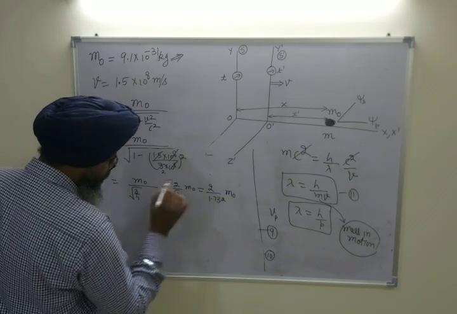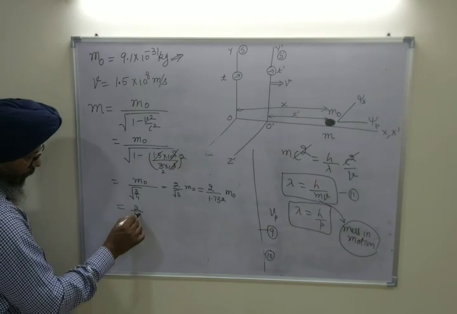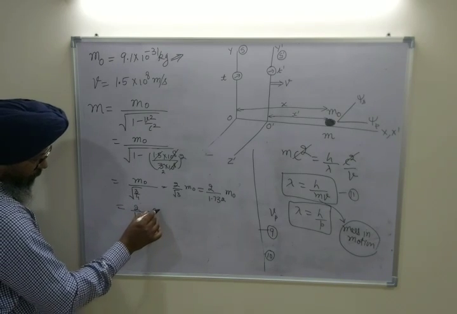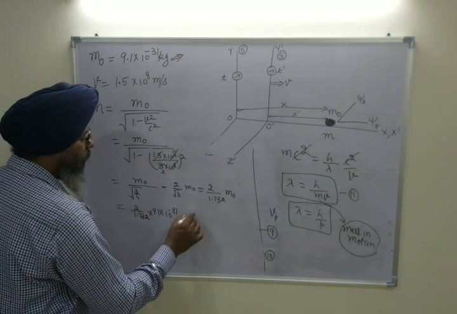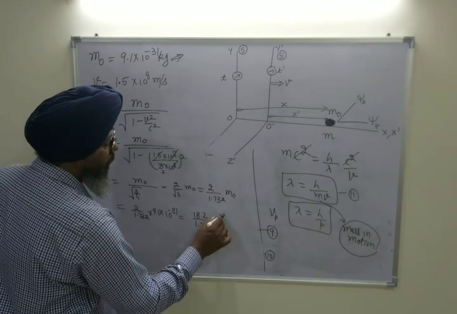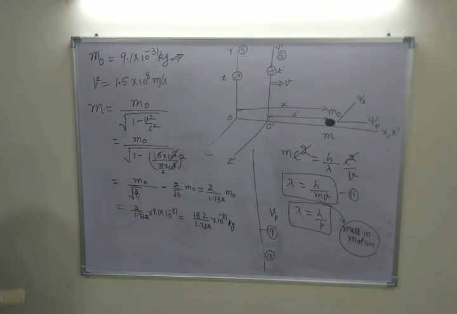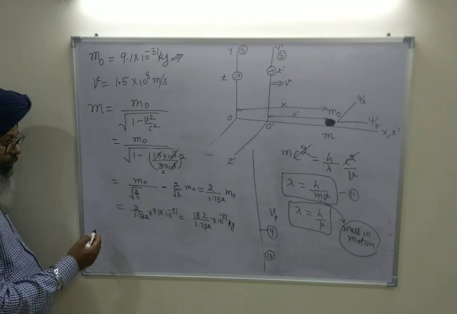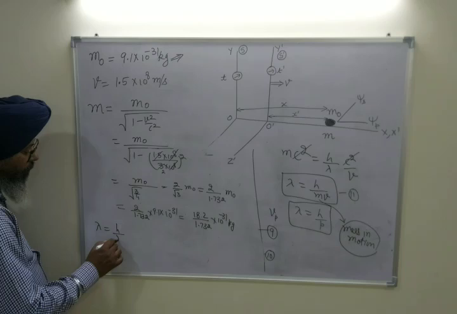So this will be equal to 2 upon square root of 3 m0, that is 2 upon 1.732 m0. So if I just put this value, then it will be 2 upon 1.732 into 9.1 into 10 raised to power minus 31, which will become 18.2 upon 1.732 into 10 raised to power minus 31 kilogram. So this is the mass of the electron that we must use in equation 11 to find the wavelength of the electron. Hence the final value of the wavelength of the electron traveling with such a speed will be obtained by this formula: lambda is equal to h upon mv.